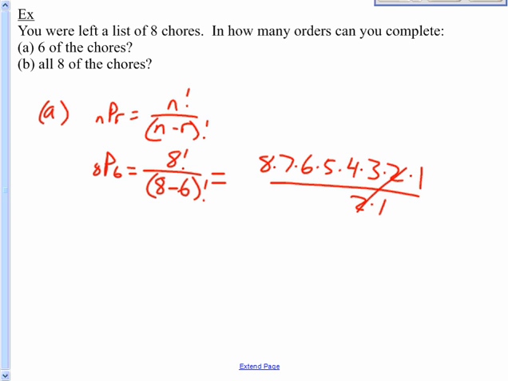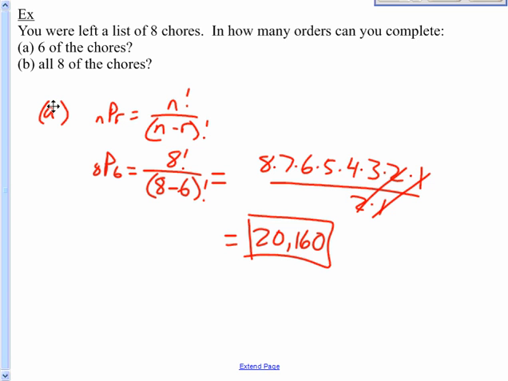2 factorial. So you notice that. So you have 8, 7, 6, 5, 4, 3, which is 20,160. Okay? Or again, 8 permutation 6. Now, what if you're doing all 8 of the chores?